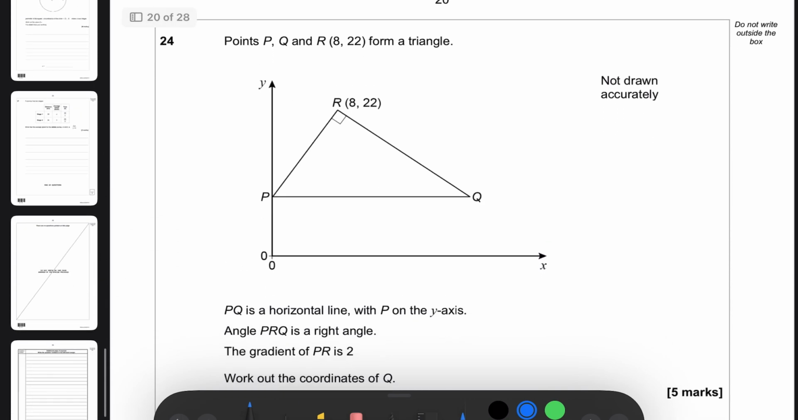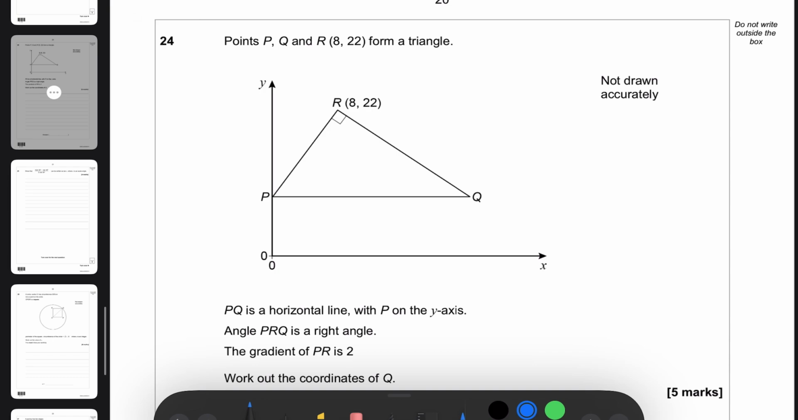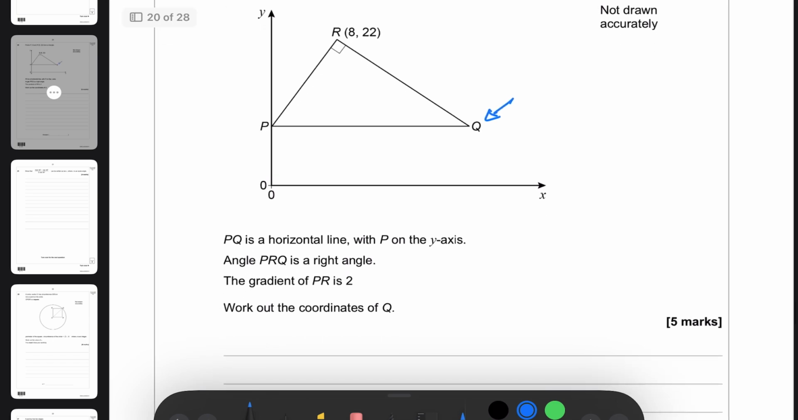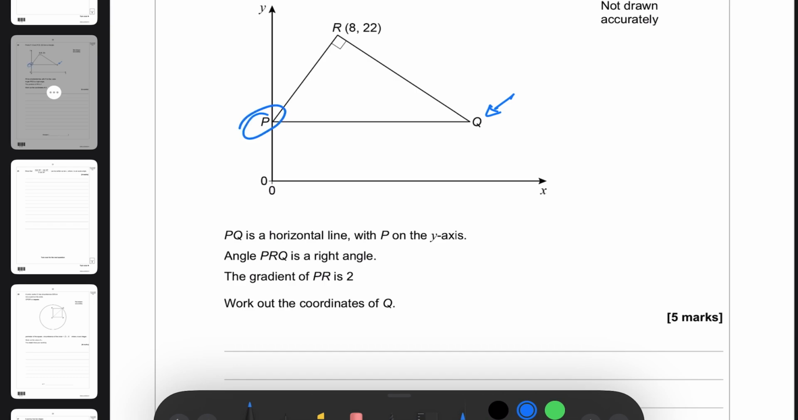Right, question 24. We've only got a few questions left, so let's try and finish it properly. Question 24. Points P, Q, and R, with R at 8, 22, form a triangle. PQ is a horizontal line, and P is on the y-axis, right? So we want to find these coordinates, and it looks like we're going to have to find these ones first, and then use them, and afterwards we'll be able to find these ones, right?